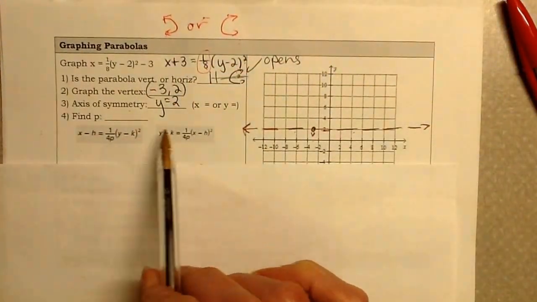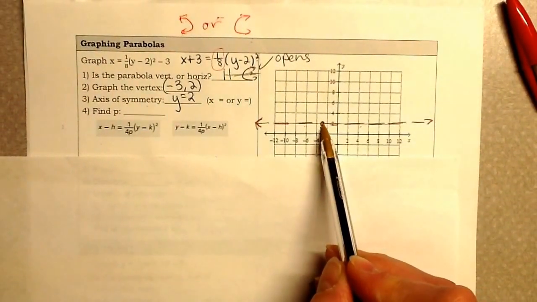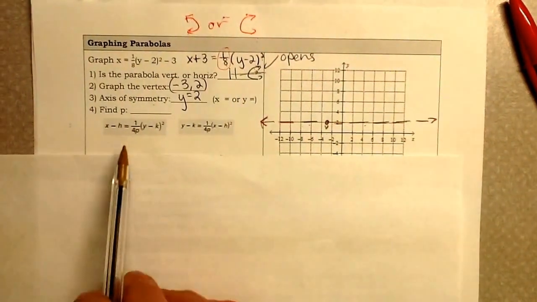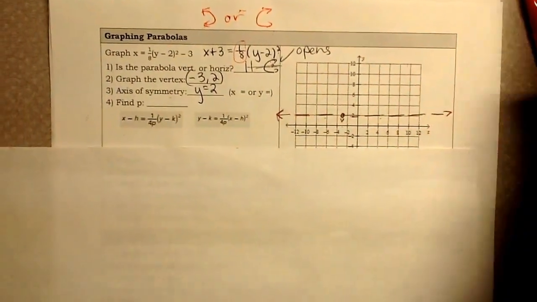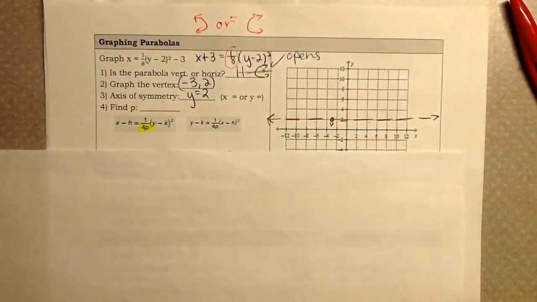Okay, now P is used to measure a lot. It's used to measure the distance from the vertex to the focus and also the vertex to the directrix, because the vertex is the midpoint in between those two. So if you notice here, there's a 4P right here. So we need to solve for P so we can finish graphing the parabola.